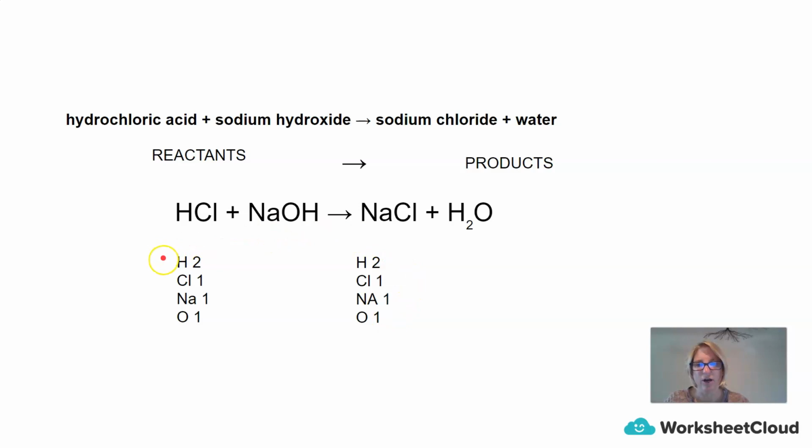So when we have a look at the hydrogen between the reactants and the products, there's 2 atoms on either side, therefore it's balanced. There's 1 atom of chlorine on either side, therefore chlorine is balanced. There's 1 atom of sodium on either side, and there's 1 atom of oxygen. So that means that this equation is balanced.